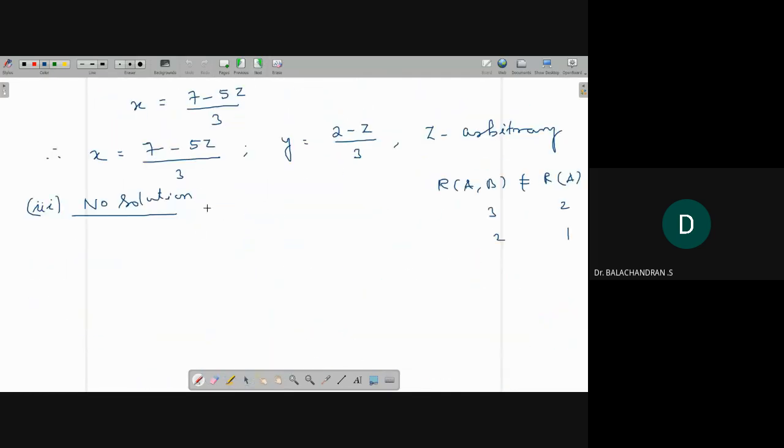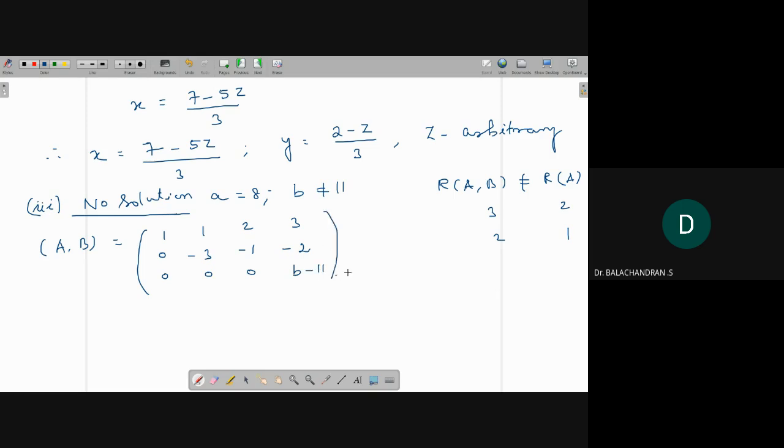So a equal to 8 and b not equal to 11. So (A, B), please tell the first row, Rahul. 1, 1, 2, 3. Okay. 0, minus 3, minus 1, minus 2. Okay. What is the third row? 0, 0, 0, b minus 11. b minus 11.